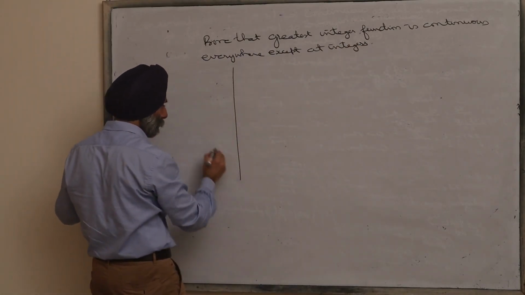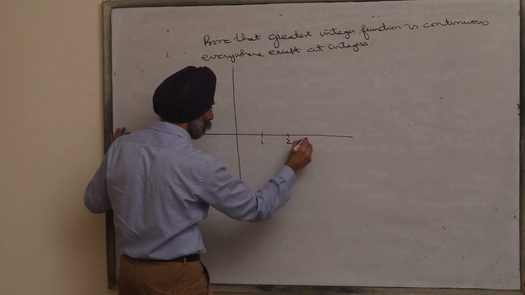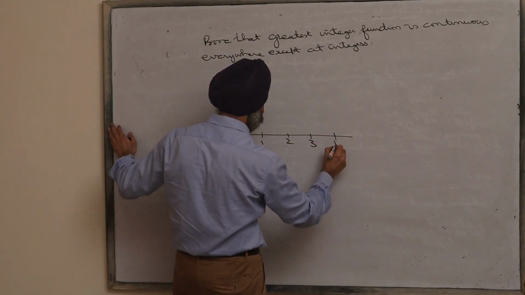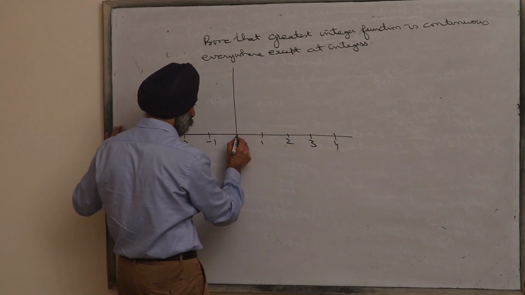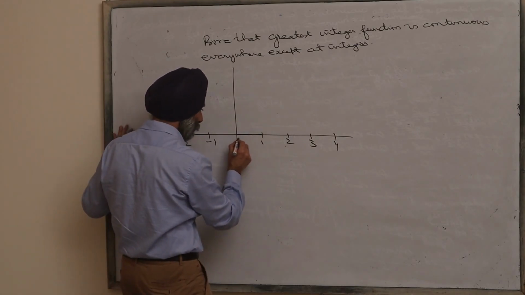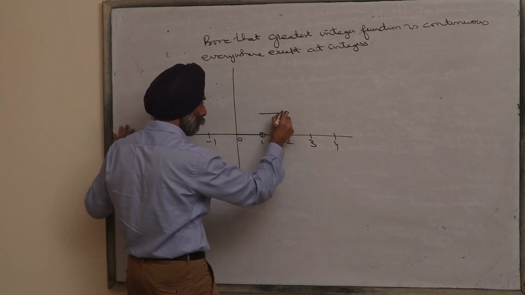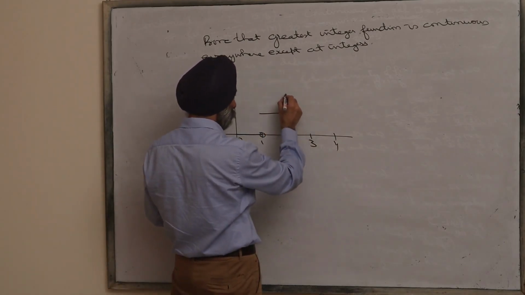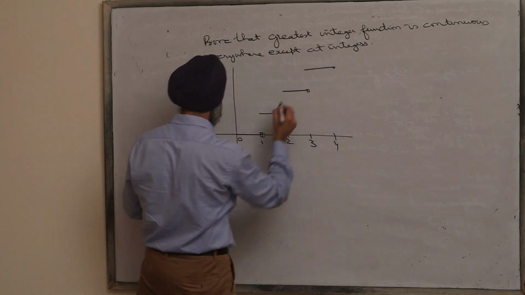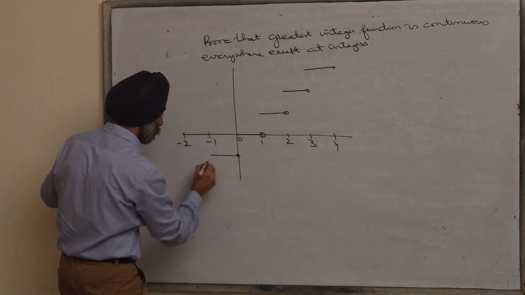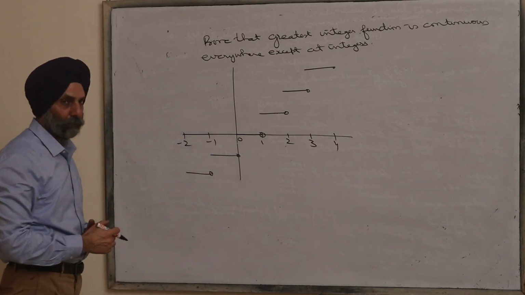Now before discussing this, let me plot the graph of the greatest integer function. This is 0 to 1, 1 to 2, 2 to 3, 3 to 4, then you have minus 1 to 0, minus 2 to minus 1, and so on. So between the interval 0 to 1 this is 0, 1 to 2 it is 1, 2 to 3 it is 2, 3 to 4 it is 3, minus 1 to 0, minus 1, minus 2 to minus 1, minus 2, and so on.